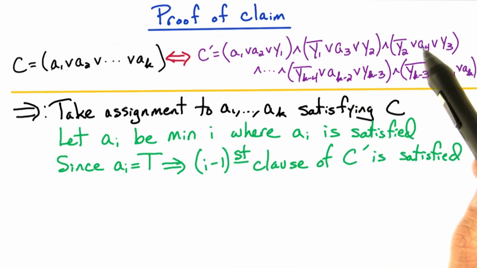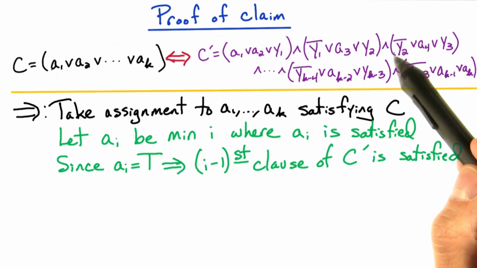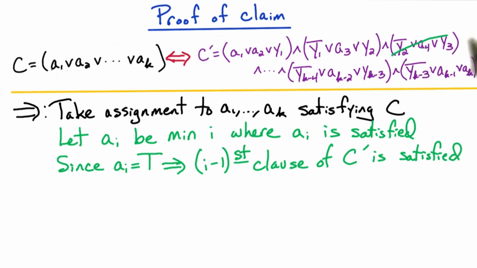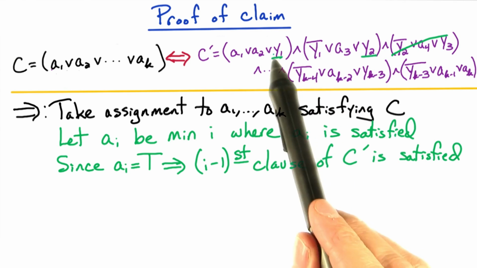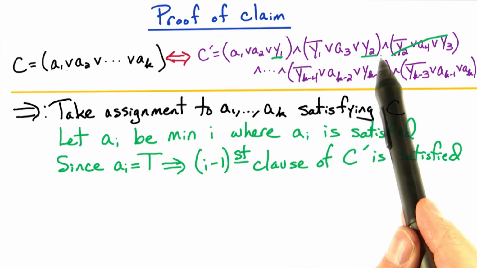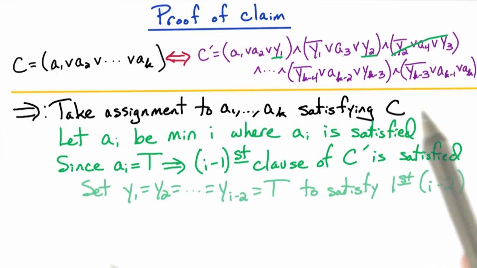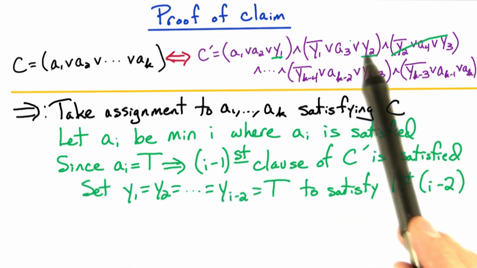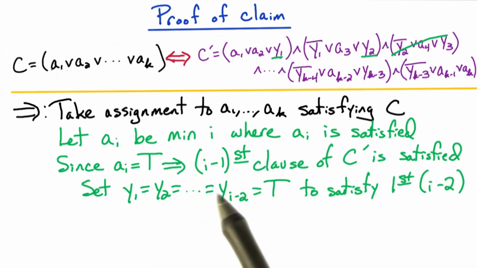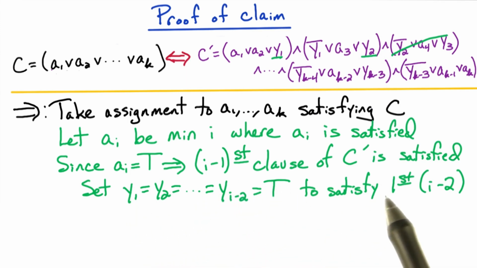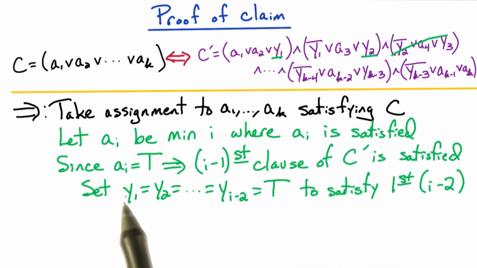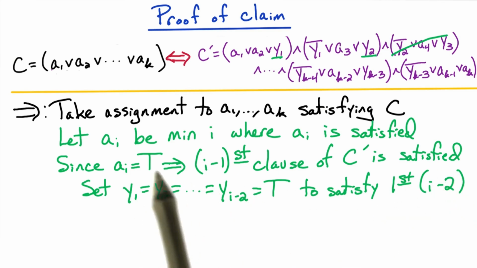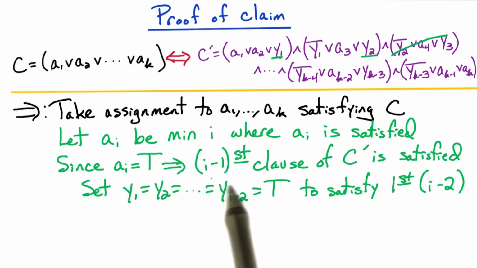Let's suppose i equals 4. So we have a4 equals true. And this clause is satisfied, so we can remove it. Now, what about the i minus 2 earlier clauses? Well, we can use these positive forms of these auxiliary variables to satisfy these earlier clauses. So we set y1 and y2 to be true in this case, and in general we set y1 through y_{i-2} to true, and this satisfies the first i minus 2 clauses of C prime. So this setting of the first i minus 2 auxiliary variables satisfies the first i minus 2 clauses. a_i set to true satisfies the (i minus 1)th clause.